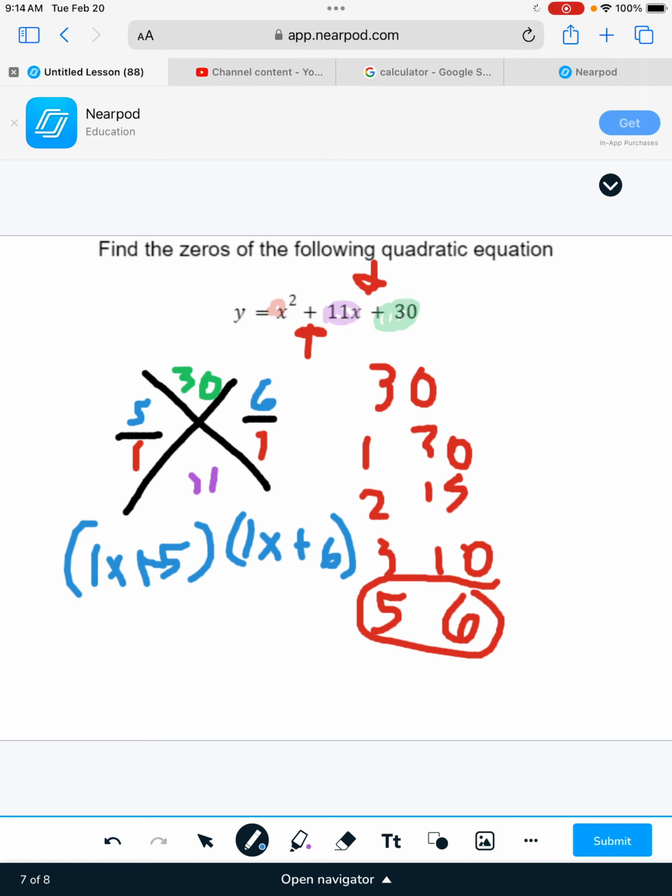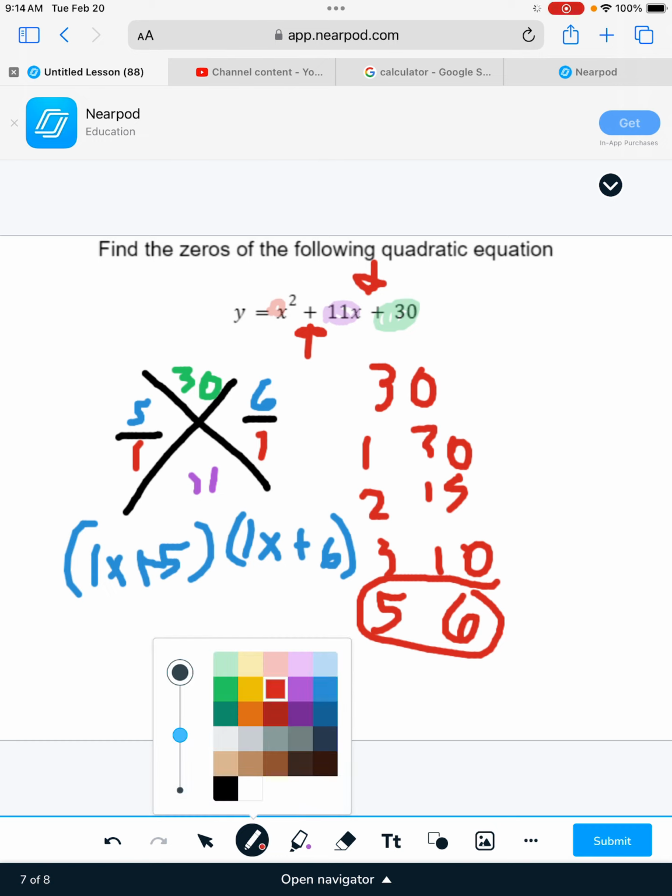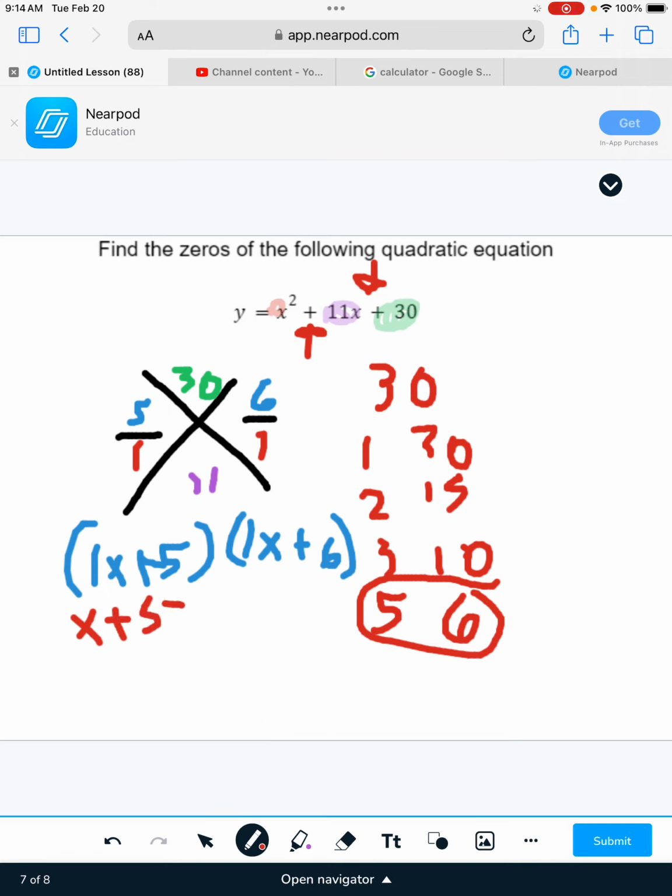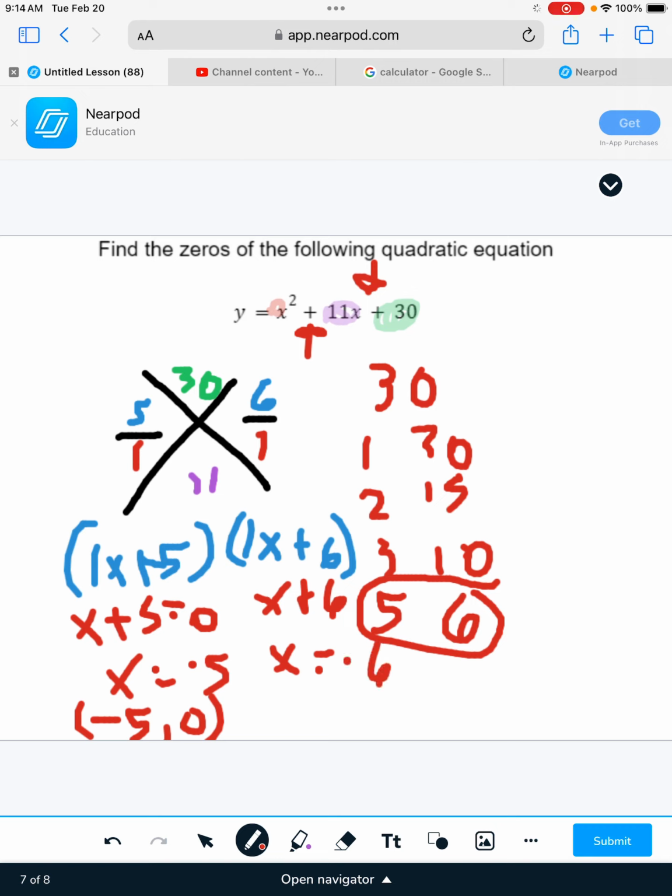Okay, from there, I am going to do my X plus 5 equals 0, minus 5 on both sides. X is negative 5, so negative 5, 0 is going to be my first 0. Again, X plus 6, minus 6 on both sides. X is negative 6. And so then negative 6, 0 is going to be my other 0.